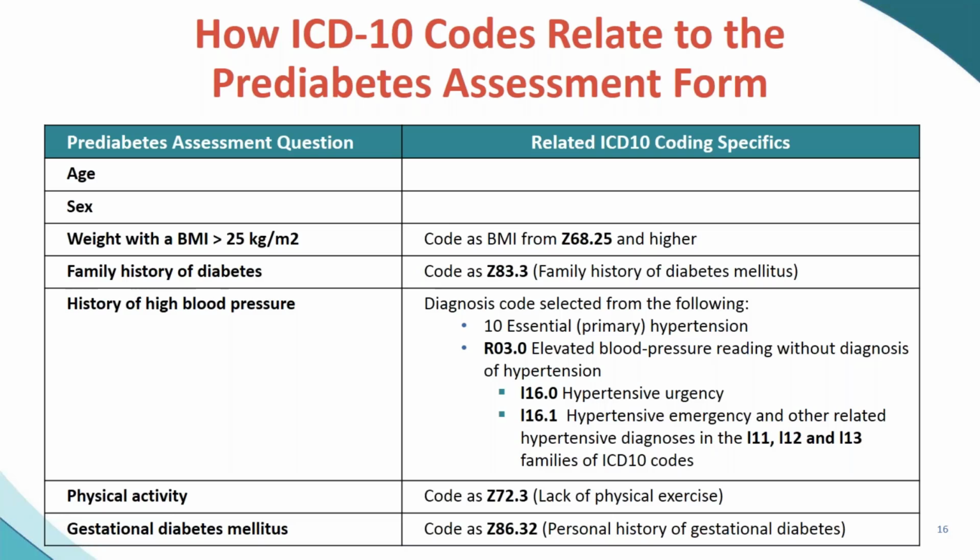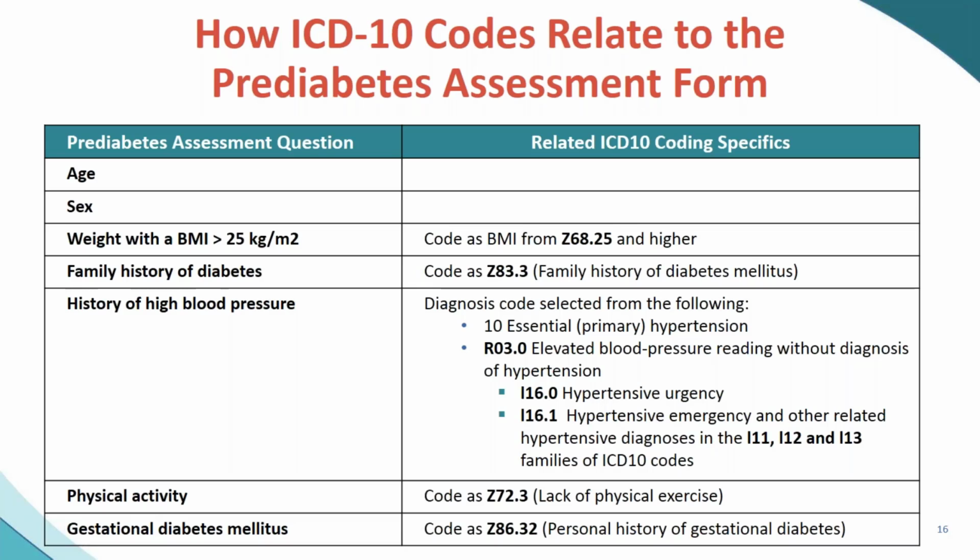So you want to make sure you have the age, the sex. If the BMI is greater than 25, you code that at Z68.25 or higher. You want the family history of diabetes coded, and make sure you have the history of high blood pressure. And as we talked about, there's like 8 or 9 different codes for blood pressure.